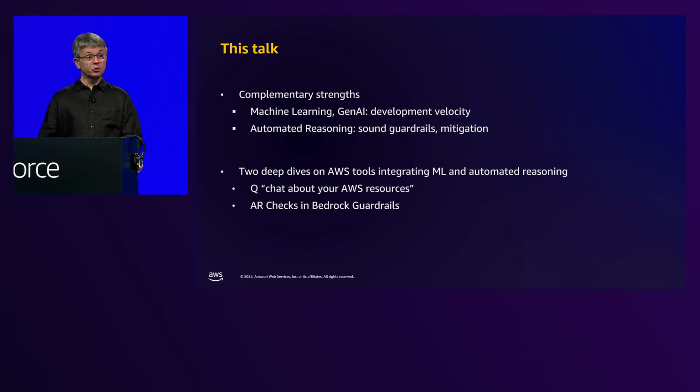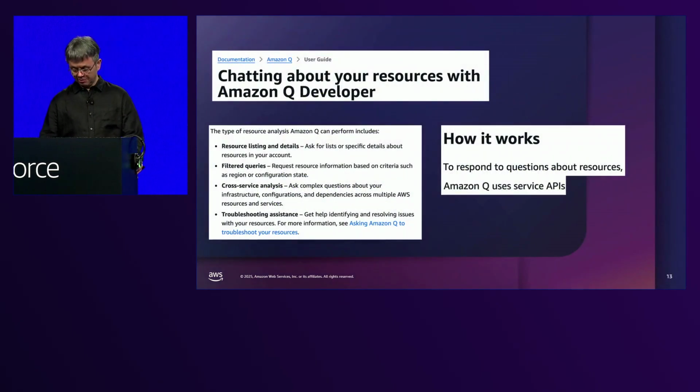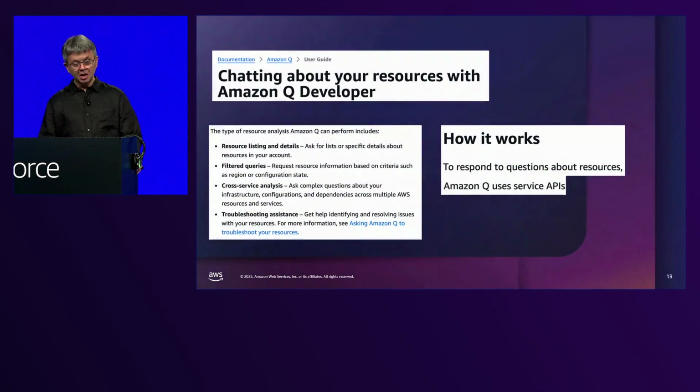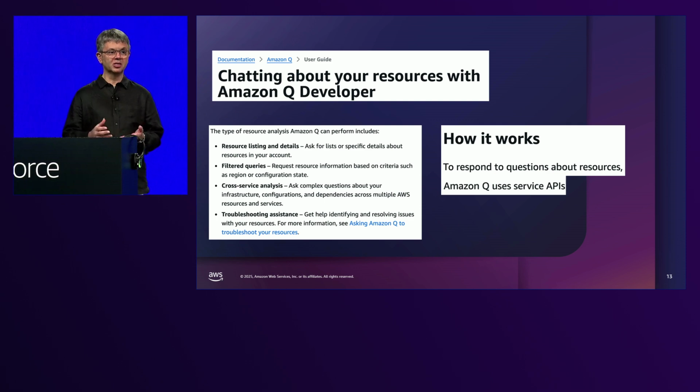Now we're going to do two deep dives. The first one that I'm going to do is about a feature called Q, chat about your AWS resources. And as you might guess from the name, what you get is a chat window where in natural language you ask questions about resources on your AWS account. And you get in natural language and HTML with deep links answer to your question.